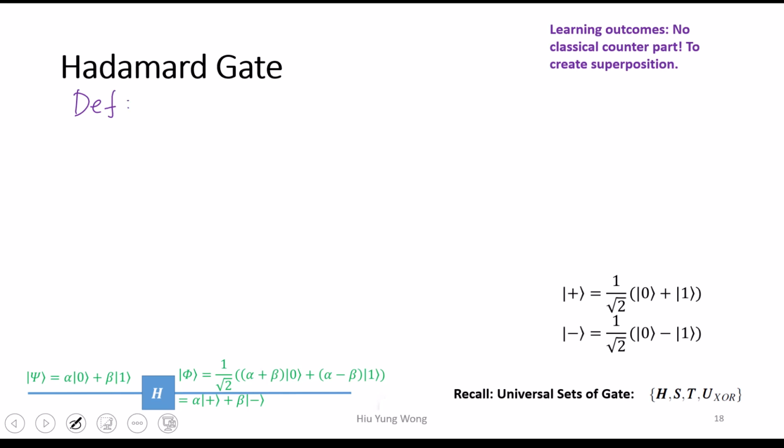We define the Hadamard gate as, if applied to 0, it gives me 1 over square root 2, 0 plus 1. Basically, it's easy to memorize. It becomes a superposition. You give me a basis state 0, it becomes the superposition of two basis states, 0 and 1. Any idea why it ends up with 1 over square root 2?